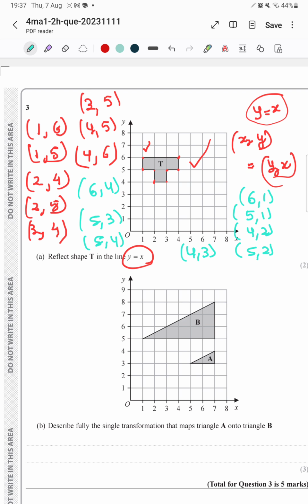Now we have another one. Here we have two shapes given, and both shapes are triangles. There is no dilation, but one shape is larger than the other.